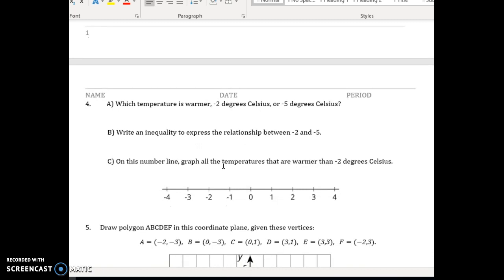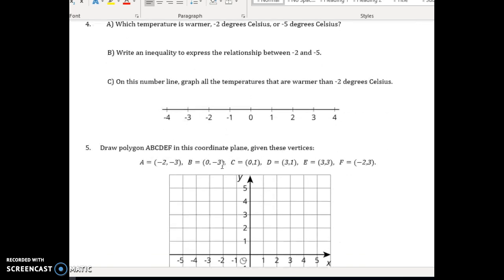Question 4. A. Which temperature is warmer, -2 degrees Celsius or -5 degrees Celsius? B. Write an inequality to express the relationship between -2 and -5. Question C. On this number line, graph all the temperatures that are warmer than -2 degrees Celsius.